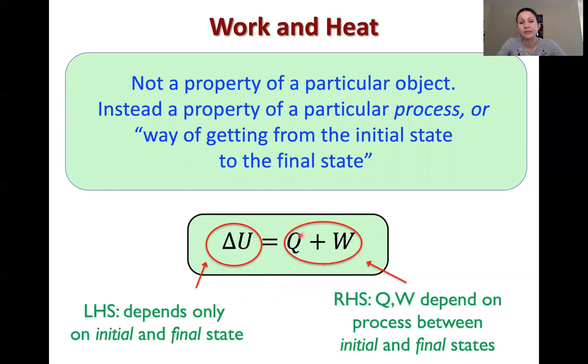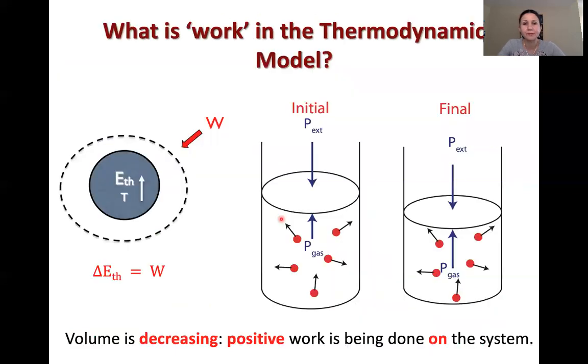So to find Q and W, it does matter how you got from that initial to the final state. That's what we're going to look at. We're going to look at different processes that can give you the same change in internal energy, for example. All right.